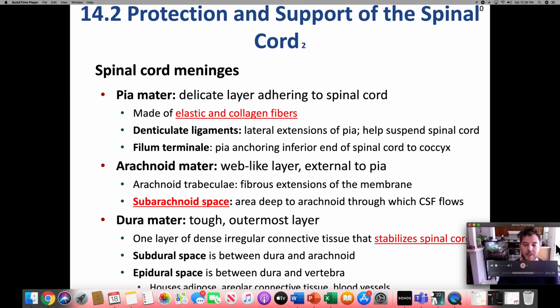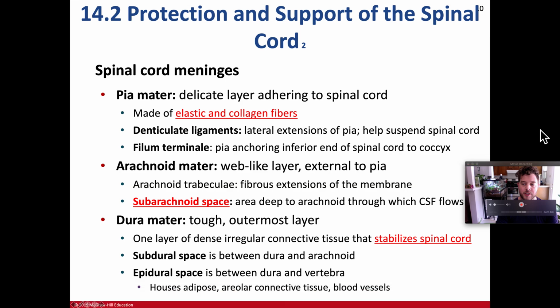The spinal cord also has similar meningeal layers to the brain. The deepest one, directly adhered to the spinal cord, is the pia mater. In the spinal cord it has elastic and collagen fibers, as opposed to areolar connective tissue in the brain. It also has two different structures: the denticulate ligaments and the filum terminale, which are there to help support and provide structure for the spinal cord.